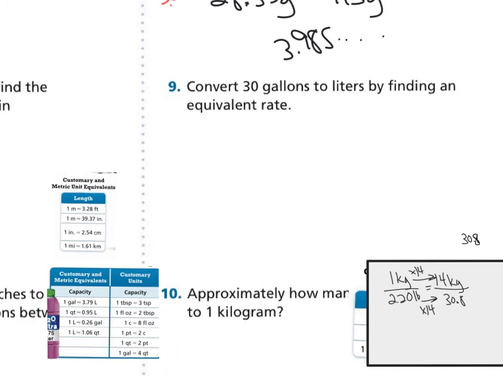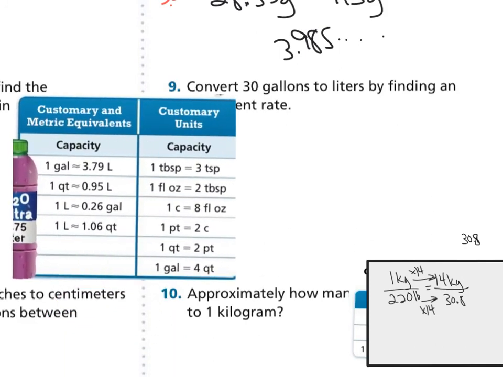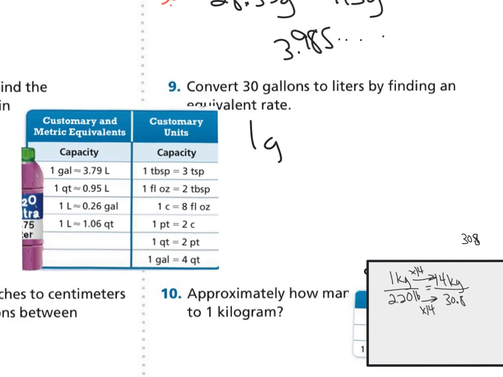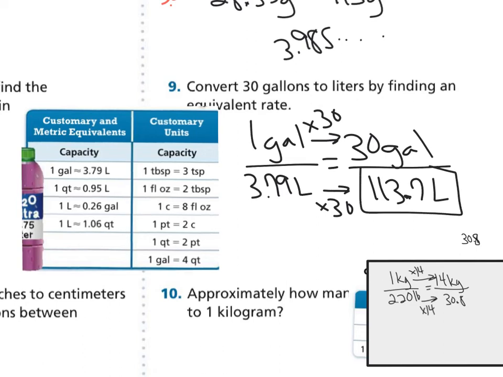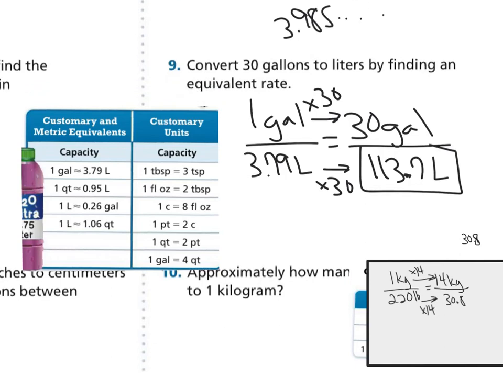Number 9, they're trying to convert from gallons to liters. So they're telling us a gallon is about 3.79 liters. We have 30 gallons, so that would be 30 times that amount. So if we do 3.79 times 30, that's 113.7 liters. This one didn't even say anything about rounding, so we would just leave it as it is. Don't worry about rounding off on that one.